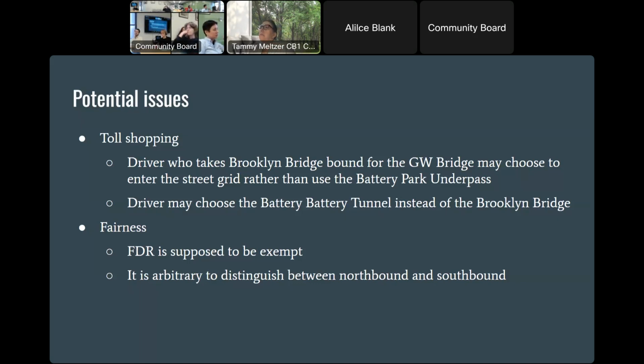Theoretically, you could go through the Brooklyn Battery Tunnel, pay less money. I think the toll is what, $6 or something? $6.15 or something, yeah. And you can get directly onto West Street without having to pay, whereas if you took the Brooklyn Bridge, now you... Don't we want fewer people on the Brooklyn Bridge? Isn't that a good thing?